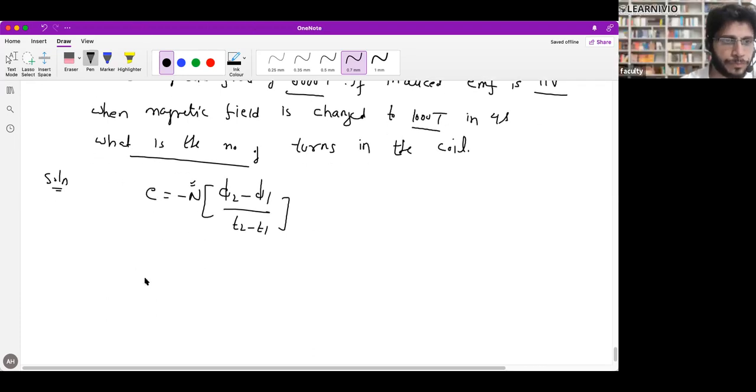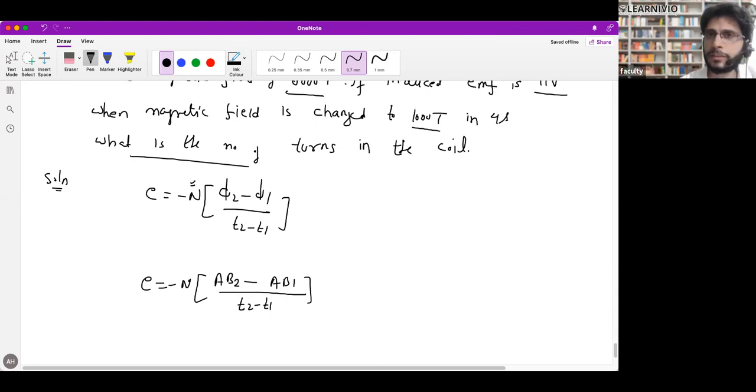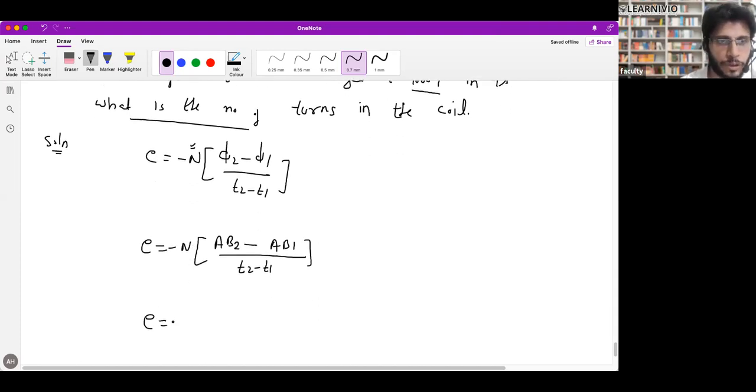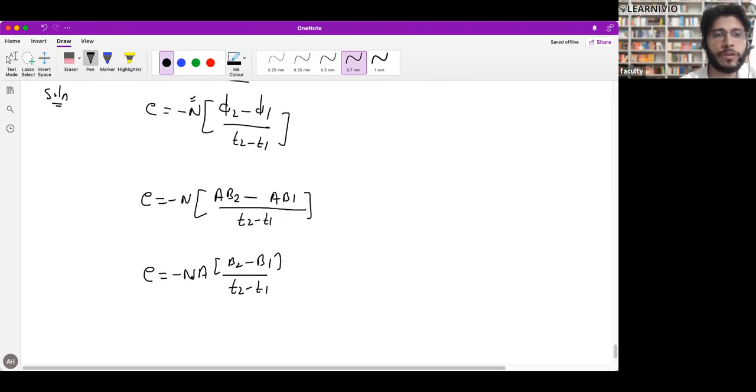Okay, I'm solving it now. So this is minus of n, phi 2 is area multiplied by the final magnetic field, minus area multiplied by the initial magnetic field, over T2 minus T1. Now you can take this area outside. So EMF is minus n A, because flux is area into magnetic field, times B2 minus B1 over T2 minus T1.